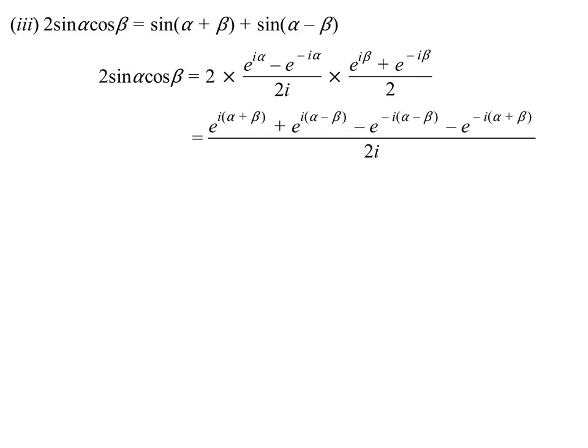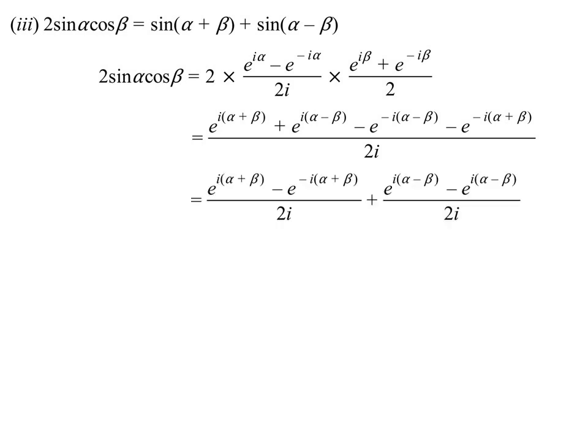Okay, if we expand this out, remember we add the powers, so I end up with 1 over 2i as the common denominator, e to the iota alpha plus beta plus e to the iota alpha minus beta minus, and so on. Hang on, I'm going to split that into 2 fractions, conveniently. Fractions where the powers are actually the same.